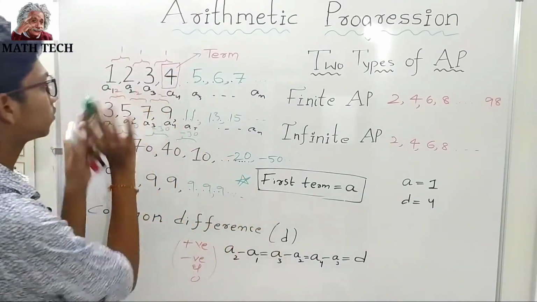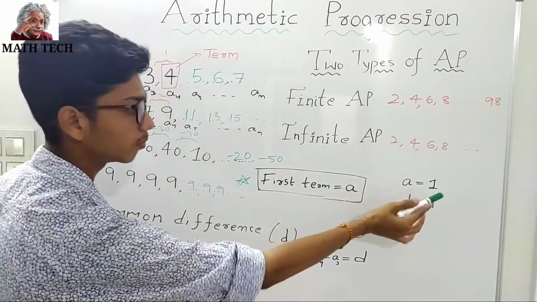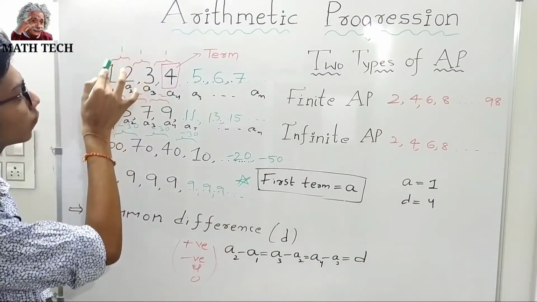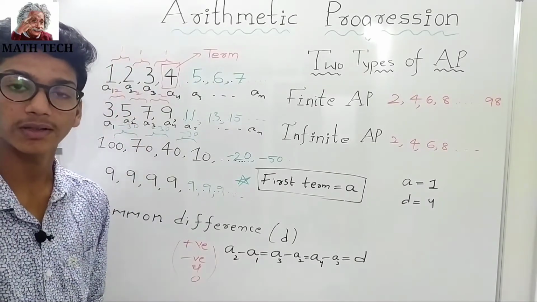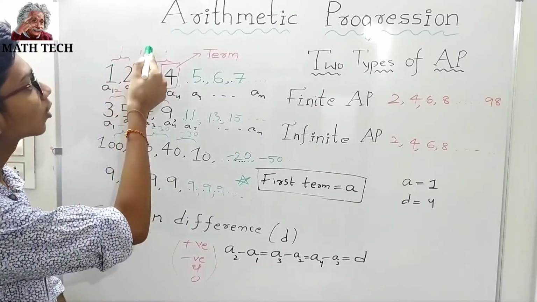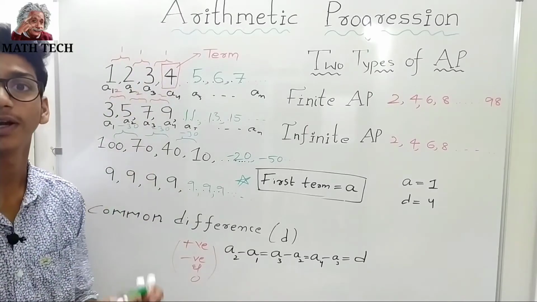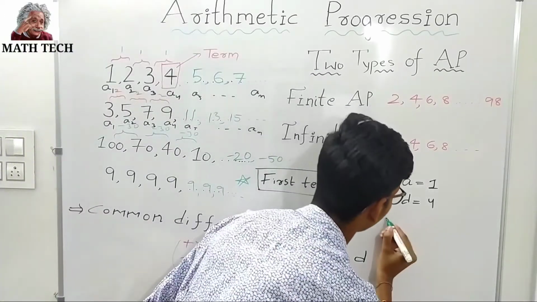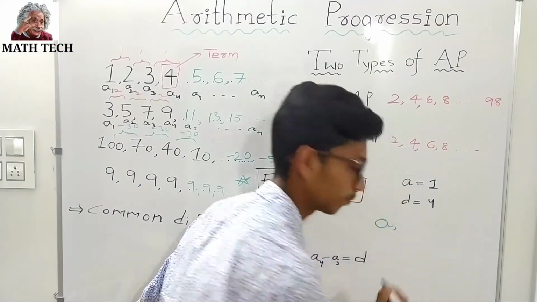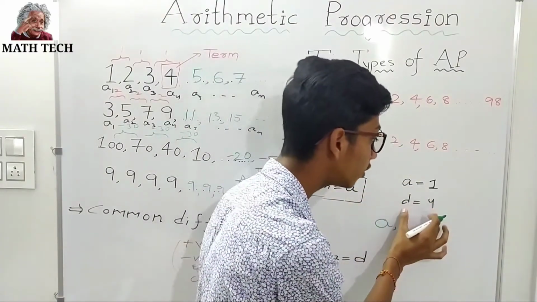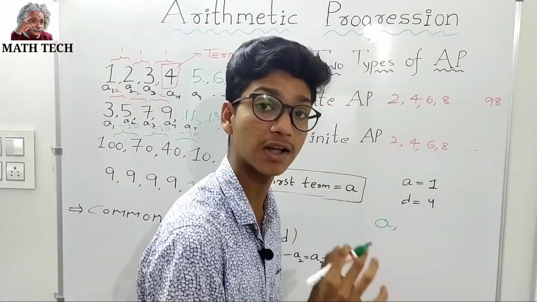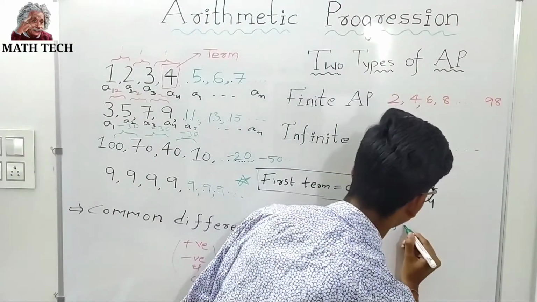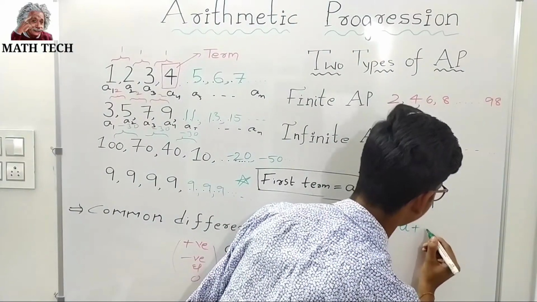Now the first term is a, okay, the first term is 1 and the common difference is 4. If we add the common difference to the first term, we'll obtain the second term. If we add the common difference to the second term, we will obtain the third term. So see carefully. If we add the common difference to the first term, we will get the second term. So a plus d.